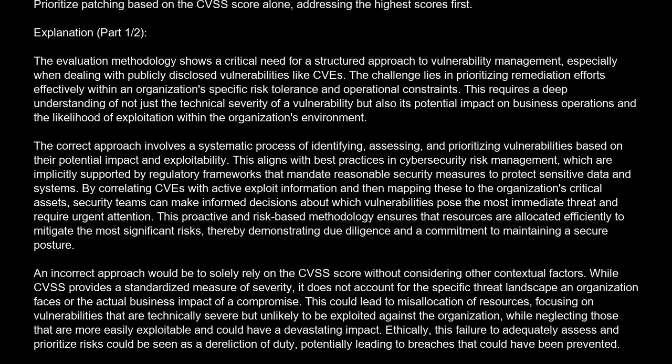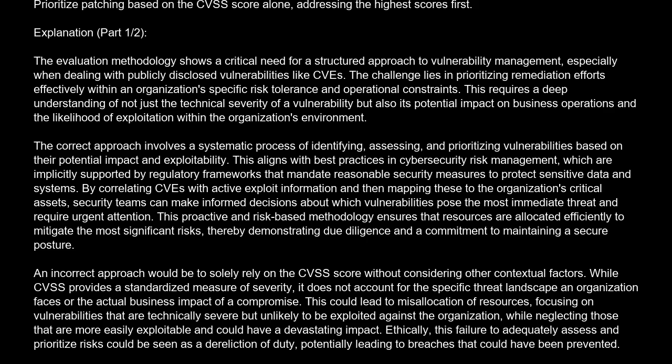An incorrect approach would be to solely rely on the CVSS score without considering other contextual factors. While CVSS provides a standardized measure of severity, it does not account for the specific threat landscape an organization faces, or the actual business impact of a compromise. This could lead to misallocation of resources, focusing on vulnerabilities that are technically severe but unlikely to be exploited against the organization, while neglecting those that are more easily exploitable and could have a devastating impact. Ethically, this failure to adequately assess and prioritize risks could be seen as a dereliction of duty, potentially leading to breaches that could have been prevented.